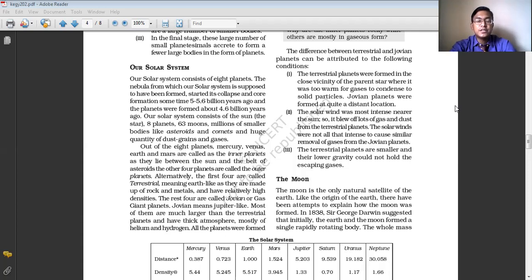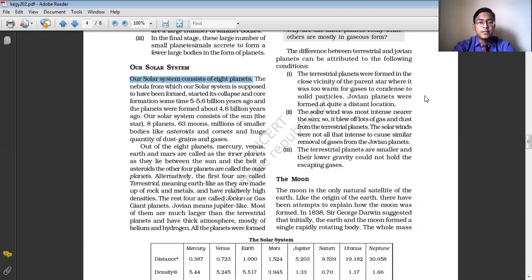So our solar system basically consists of 8 planets. How many planets are there in our solar system? 8 planets. The nebula from which our solar system is supposed to have been formed started its collapse and core formation sometime around 5 to 5.6 billion years ago, and the planets were formed about 4.6 billion years ago.